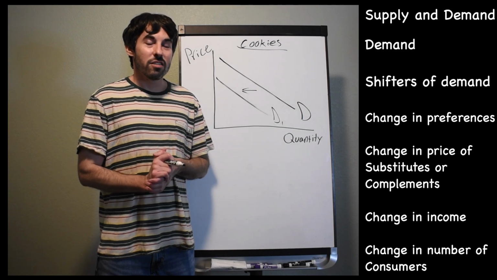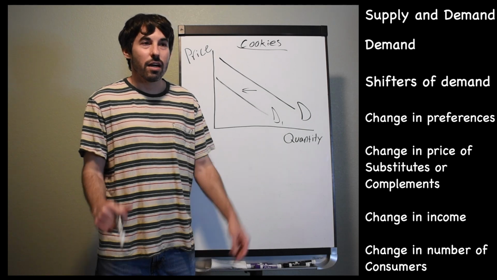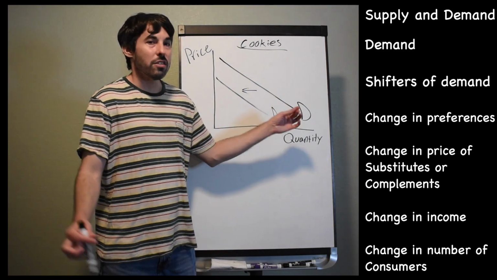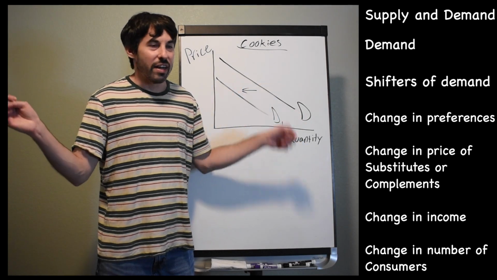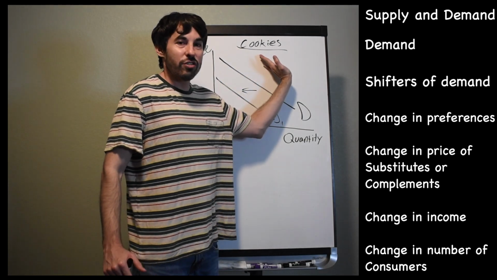The next thing that could cause the curve to shift is a change in the price of related goods or services, like substitutes and complements. A substitute is where you buy one instead of the other. Substitutes for cookies are going to be things like brownies. So if brownies are now more expensive, people will start buying cookies, demand will increase and shift to the right.